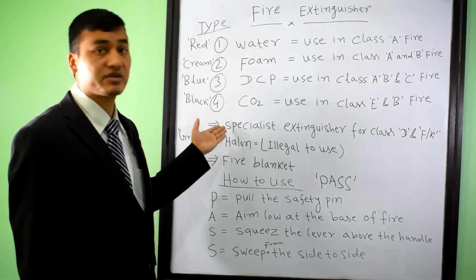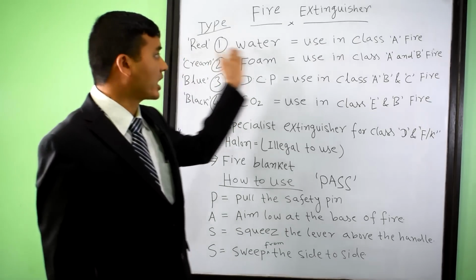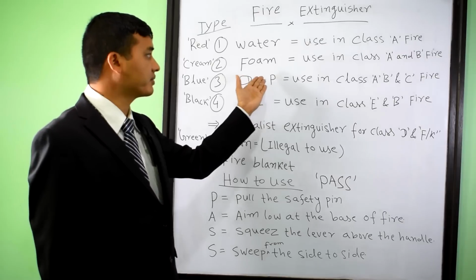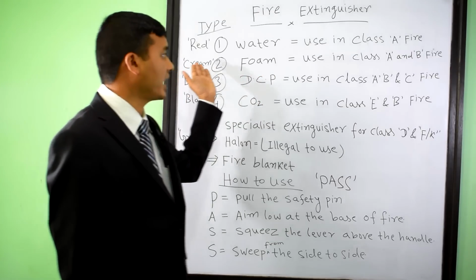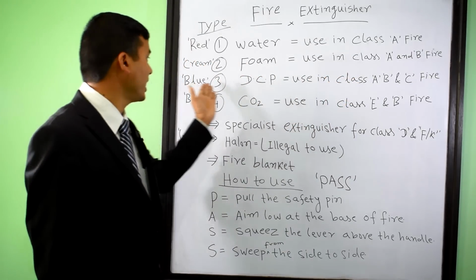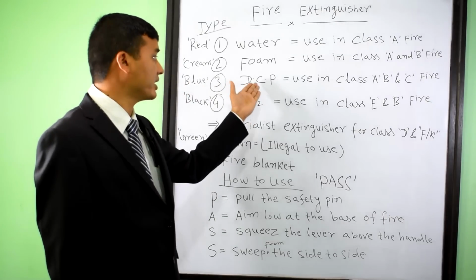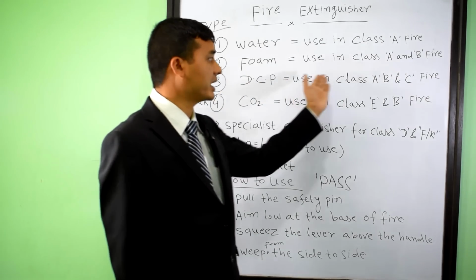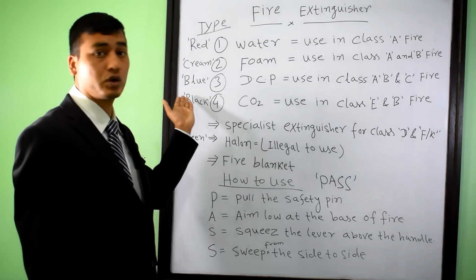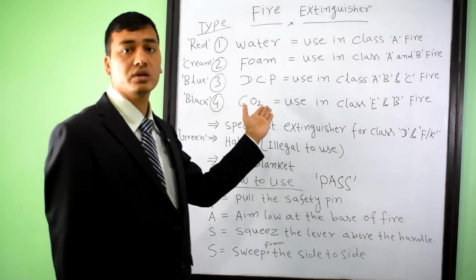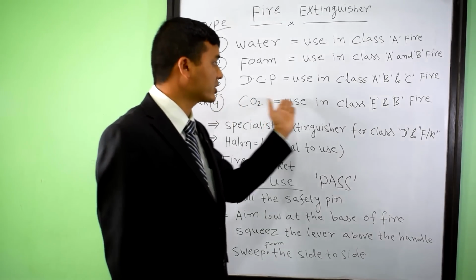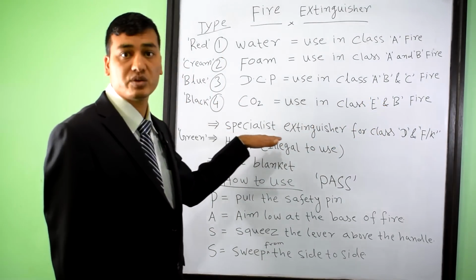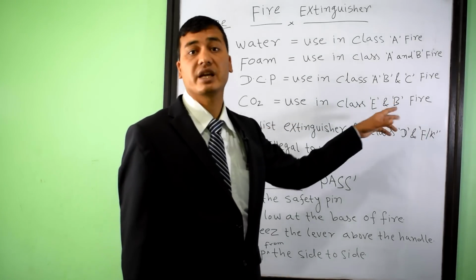Here are four types of fire extinguisher. Water, it is red and used for class A fire. Foam type, it is cream color and used for class A and B fire. DCP, dry chemical powder, is called the multi-purpose fire extinguisher. It can be used for A, B, C fire and it is blue. CO2, carbon dioxide, is used for E and B fire and it is black. Specialist extinguishers are used for class D, class K and F fire.